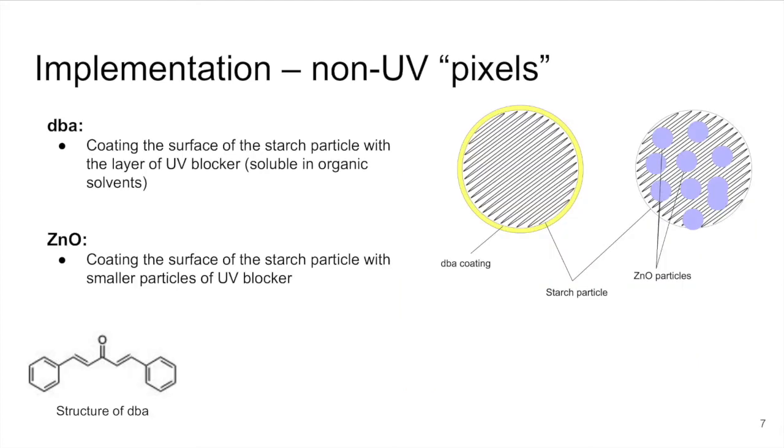To make colored starch particles opaque to UV, we've decided to coat them with UV blocking substances. Two of them are dibenzylidene acetone, or DBA, and zinc oxide, both of which are used in various sunscreen products. DBA is soluble in organic solvents and can be applied to starch particles as a solution. Zinc oxide is a very fine powder and thus would be able to coat much larger particles of starch.